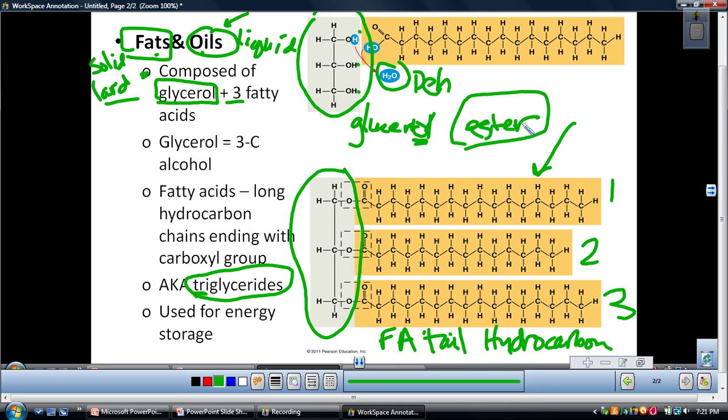So it's kind of like an analogy where you could say glycosidic linkage is to two monosaccharides as ester linkage is to a glycerol and a fatty acid tail, which is part of this fats and oils group.